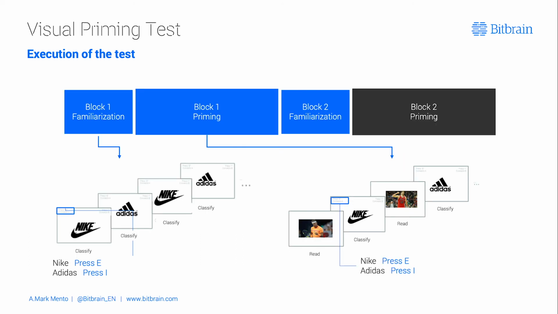So the process is pretty much the same as in the last test. First, we're going to have two blocks for familiarization, just to get the participant used to how this works. And then we're going to have two blocks of priming test, where the participant has to classify the Nike or Adidas logo into two categories, Nike or Adidas. Only in this case, the priming image or the priming stimuli is going to be an image of our athletes.